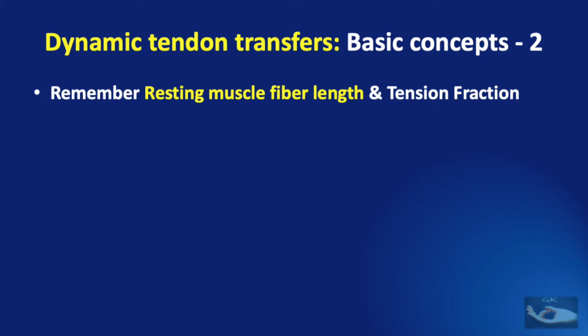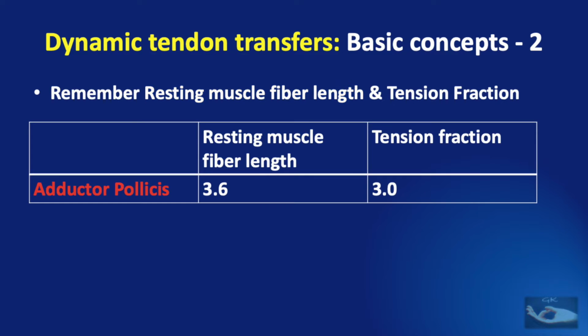Secondly, we need to consider the resting muscle fiber length and the tension fraction of each of the muscles that are involved so that we can plan a correct tendon transfer. For instance, the resting muscle fiber length of the adductor pollicis is 3.6 millimeters and the tension fraction is 3.0. We shall now see the features of some of the muscles that can be used to replace this muscle function.